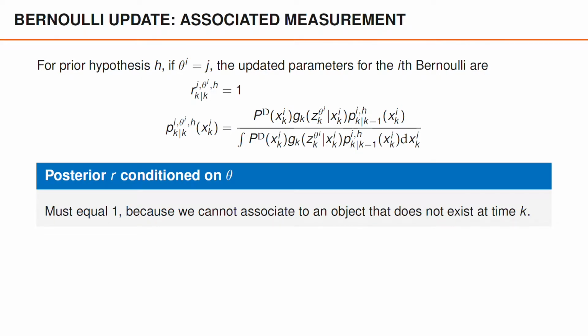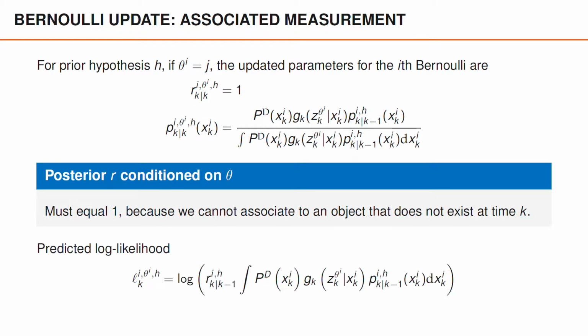The posterior probability of existence conditioned on this association must be equal to 1, because we cannot associate to an object that does not exist at time k. So it's important to remember here that the probability of existence is equal to 1 given this data association. We then also have the log weight for the posterior multi-Bernoulli. So the fact that this probability of existence is 1 does not mean that we are certain that there is an object there. It's only within this particular hypothesis.